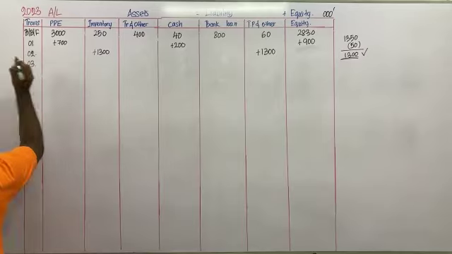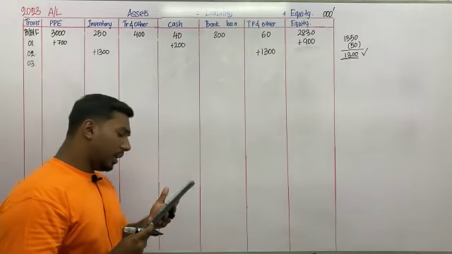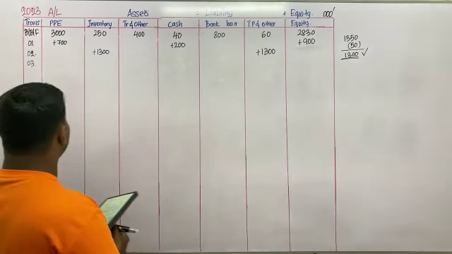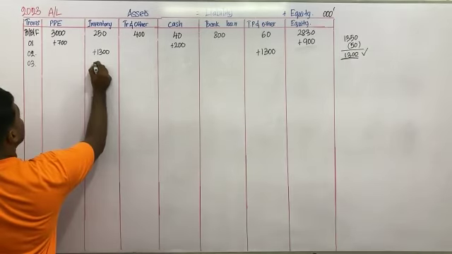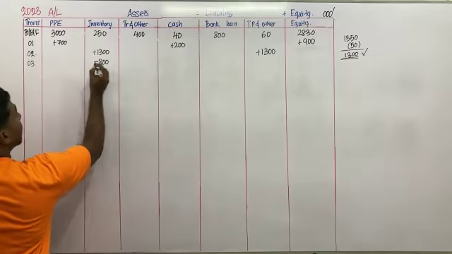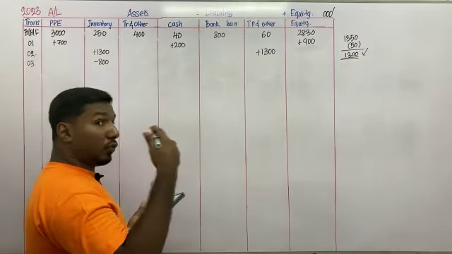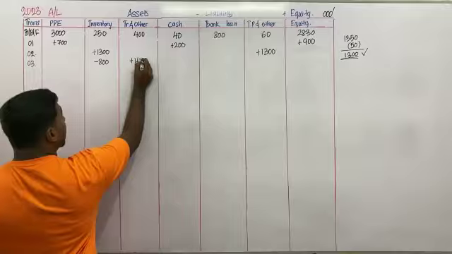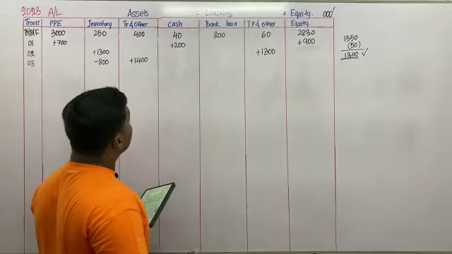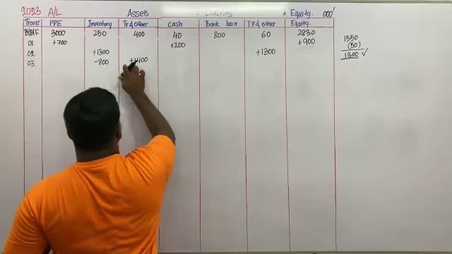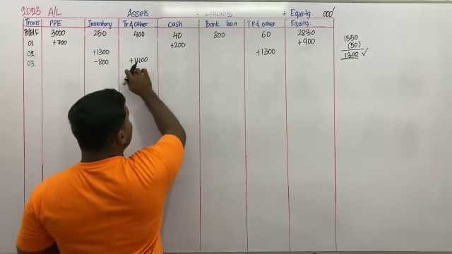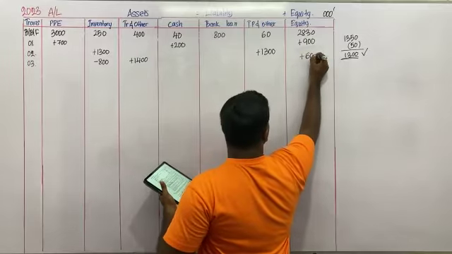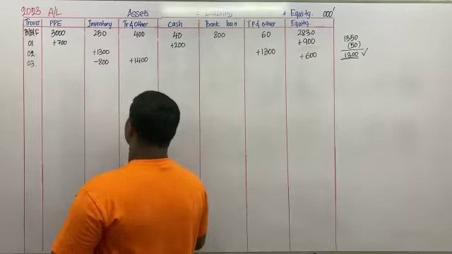Transaction number 3. Goods costing 800 were sold for 1,400 on credit. So 800 sold, so minus 800. 800 sold for 1,400, which means trade debtors 1,400. Okay, so the gap, 600, is what? The profit. So profit comes as equity.